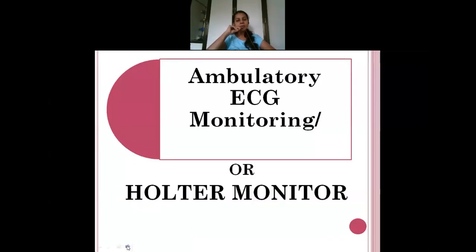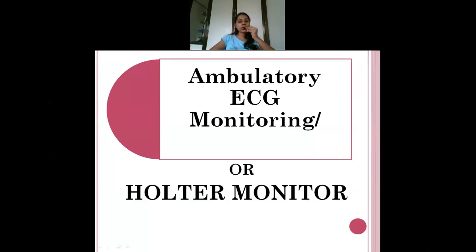Now moving on to the next topic. The next topic we are going to deal with is the Holter monitor. Now Holter monitor is a very important topic. It can be asked for 2 marks. There is one more name for Holter monitor, that is ambulatory ECG monitoring. Don't get confused. ECG is a different procedure. This is ambulatory ECG monitoring.